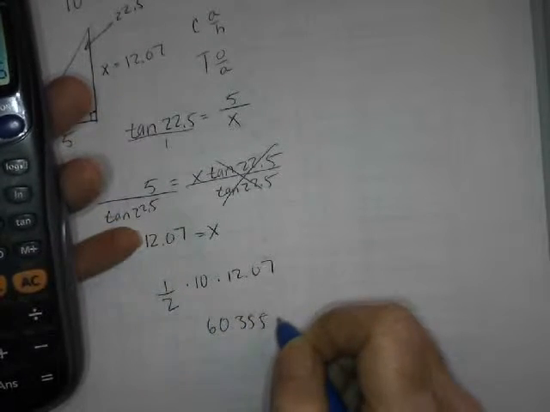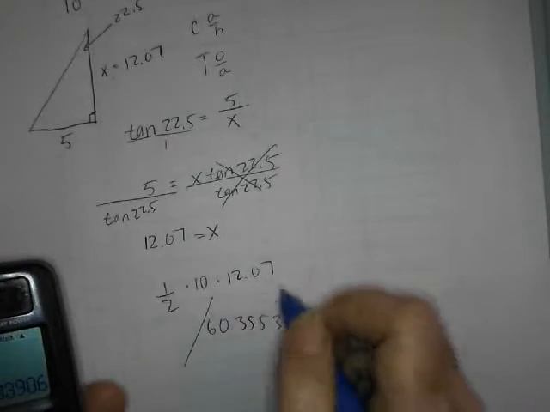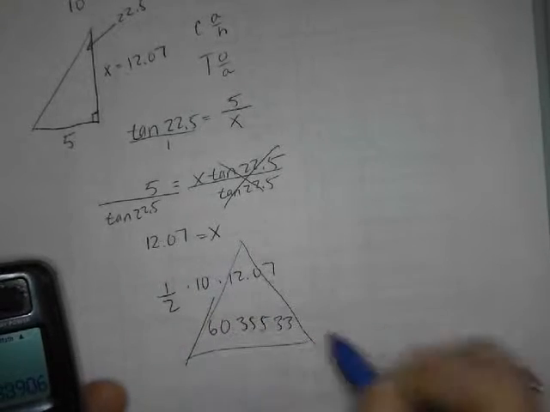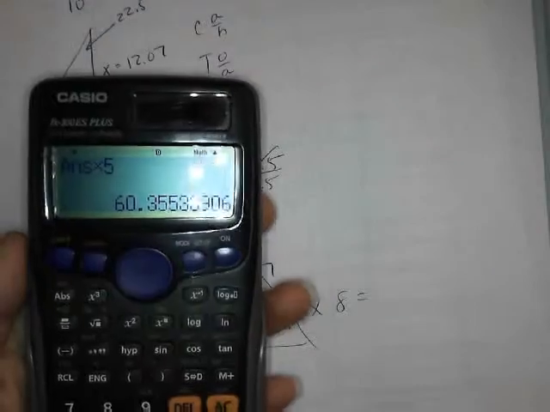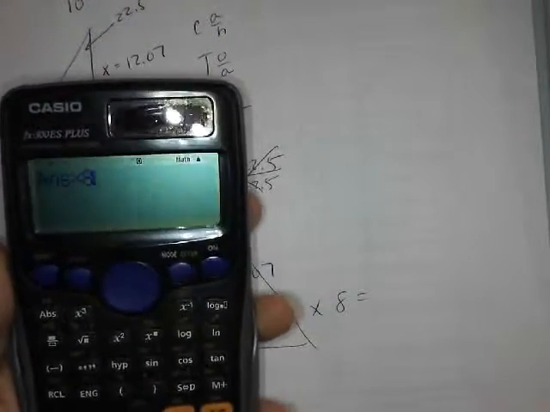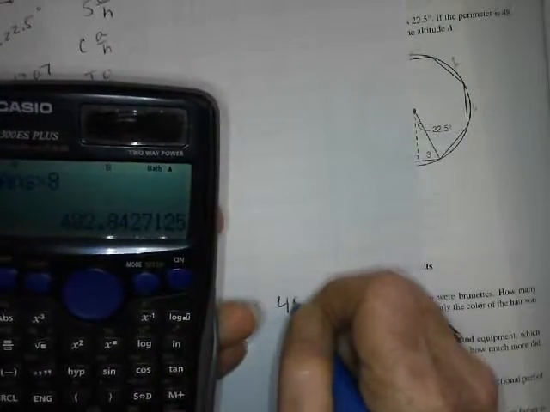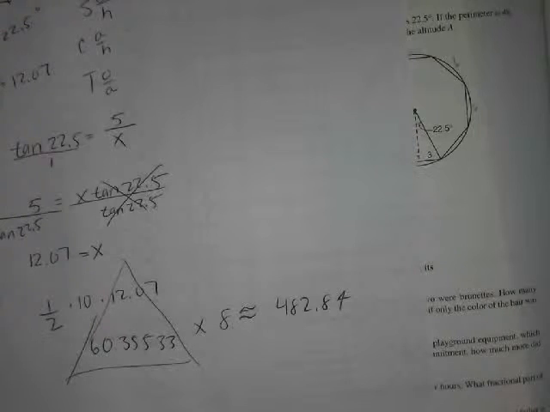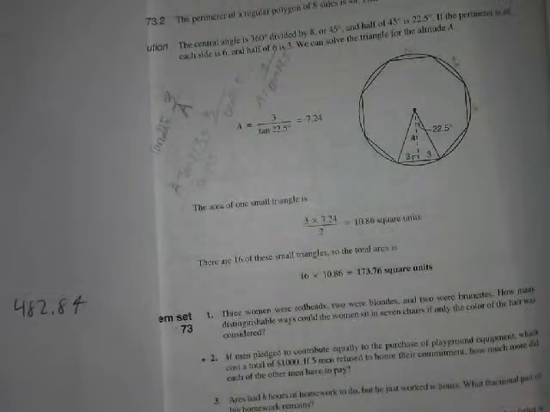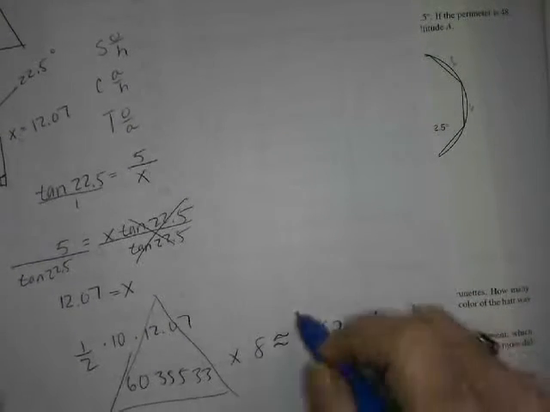That's one triangle. I have to times it by 8 because there are 8 triangles there. So times it by 8. There we go. So that's approximately 482.84. And then I can't remember what unit of measurement we were in. Let's look and see. Centimeters. And it's an area, so it's squared. There's your answer. Okay, there's a picture.